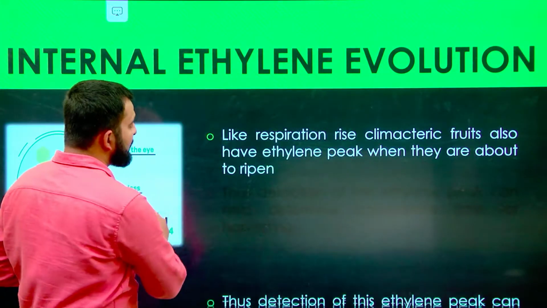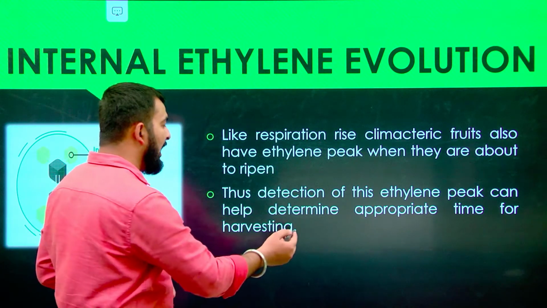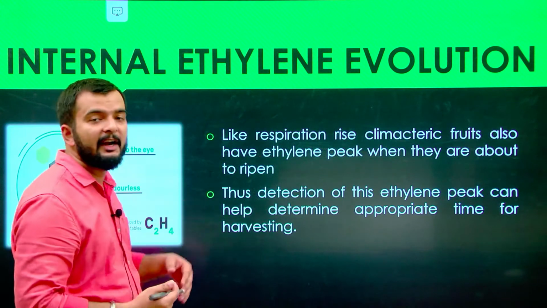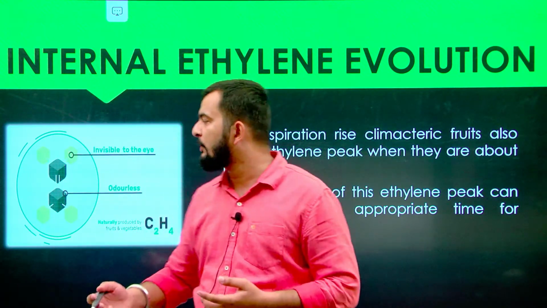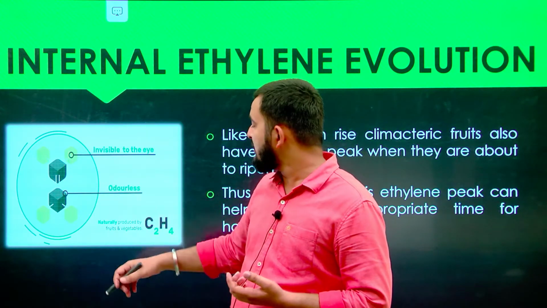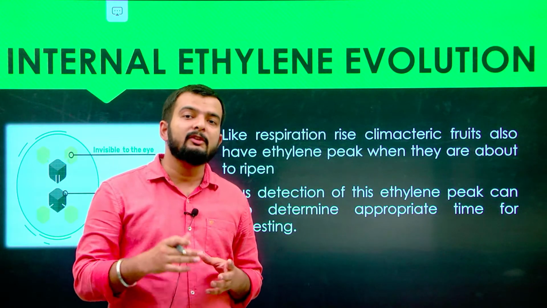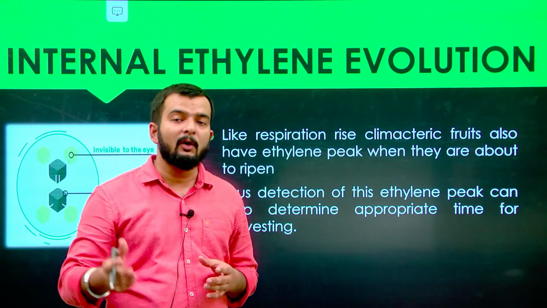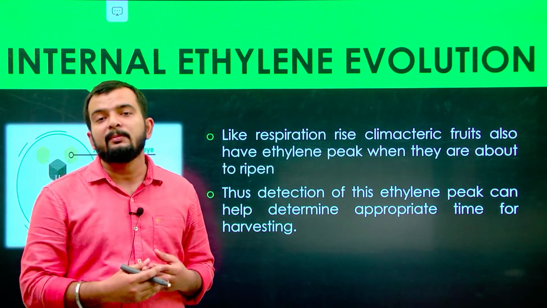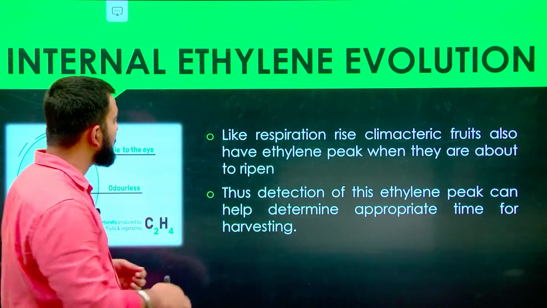So thus, detection of this ethylene peak can help determine the appropriate time for harvesting of the fruit or vegetable, because it gives an idea when it is completely mature or about to ripen. Ethylene, though it may be invisible to the eye and odorless, is the molecule responsible for the ripeness of your fruit. Nowadays ethylene is being utilized to artificially ripen fruits, climacteric fruits in particular.